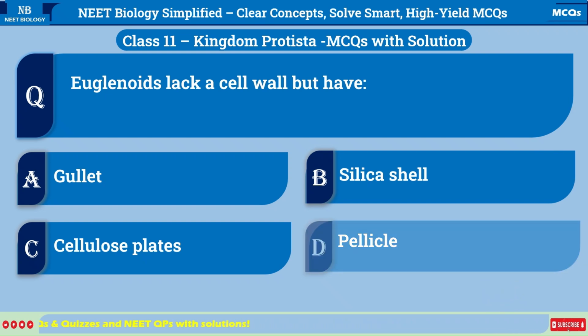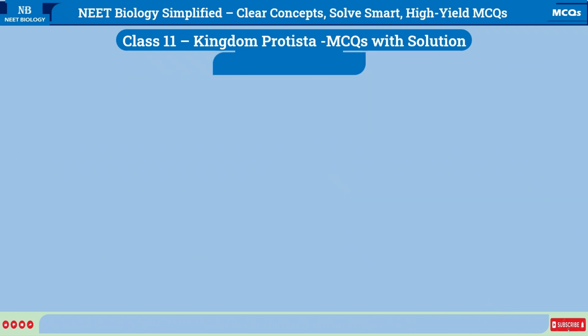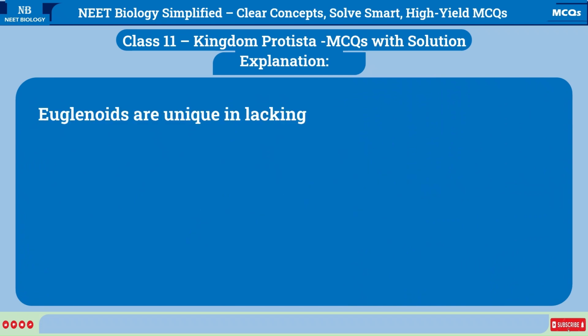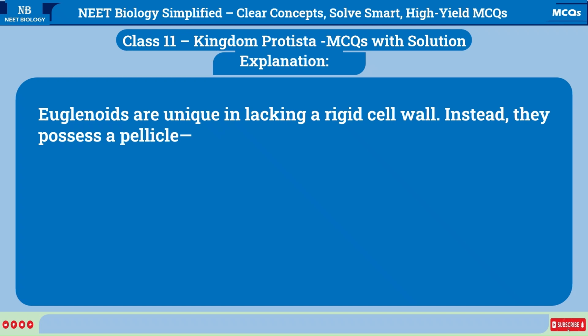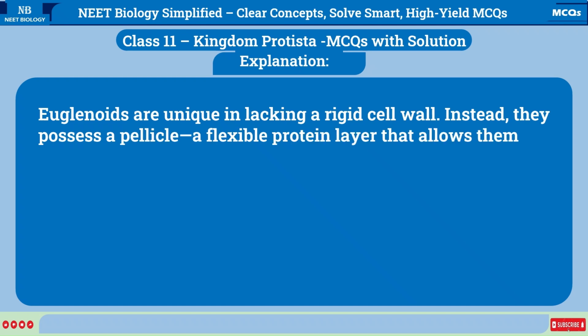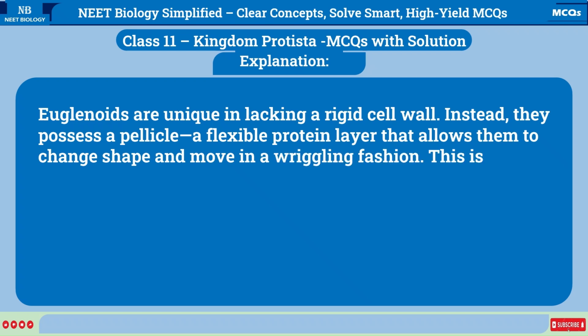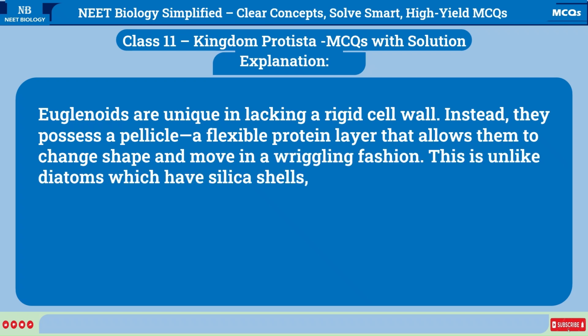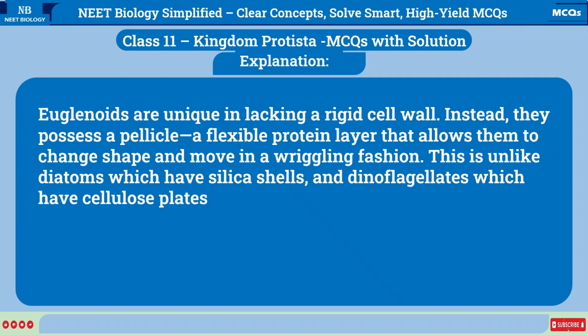Correct answer is D. Pellicle. Explanation: Euglenoids are unique in lacking a rigid cell wall. Instead, they possess a pellicle, a flexible protein layer that allows them to change shape and move in a wriggling fashion. This is unlike diatoms, which have silica shells, and dinoflagellates, which have cellulose plates.